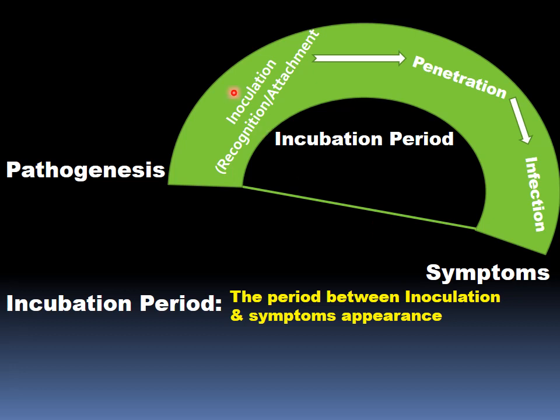So, the time taken between the inoculation and the appearance of the symptom is known as the incubation period. The incubation period varies from disease to disease and pathogen to pathogen. This incubation period is also affected by the prevailing environmental conditions. If the environmental conditions are suitable for the pathogen, then this incubation period is short, and if the environmental conditions are not suitable for the pathogen, then this incubation period is extended.